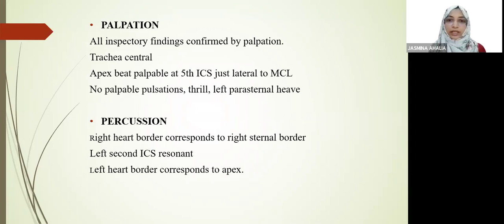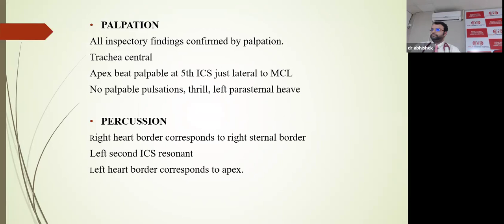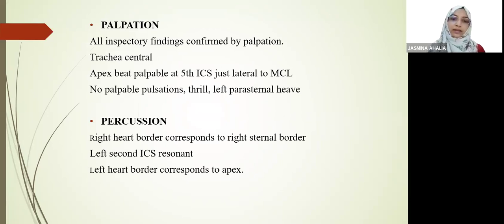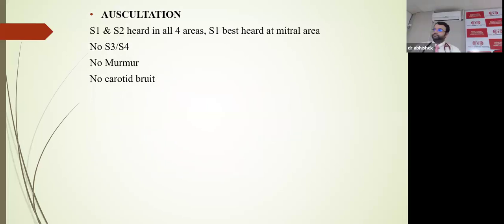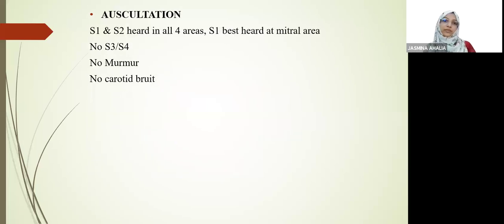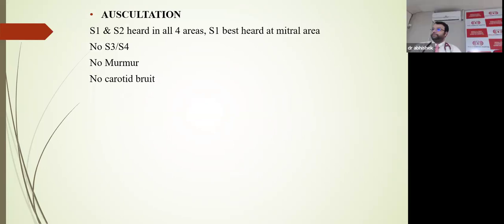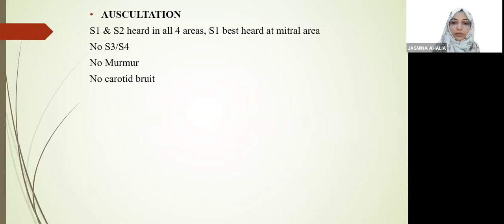Percussion: right heart border corresponds to the right sternal border, left heart border corresponds to the apex, and the left second intercostal space was resonant. Okay. So, auscultation: S1 and S2 heard in all four areas. S1 best heard in the mitral area, no S3 or S4, no murmur, no carotid bruit.